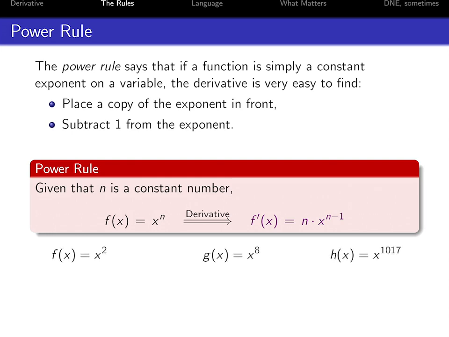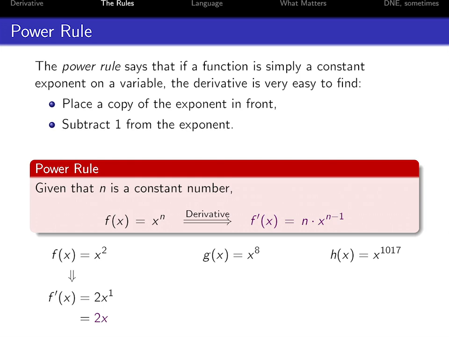So first off, what if we've got f of x equals x squared? So what we do is we take the 2, the exponent, we move it to the front, and then we reduce that exponent by 1. Subtract 1 from the exponent, so it's 2 times x to the 1 at this point, right? 2 minus 1 is 1. And so we could simplify that to just 2x.